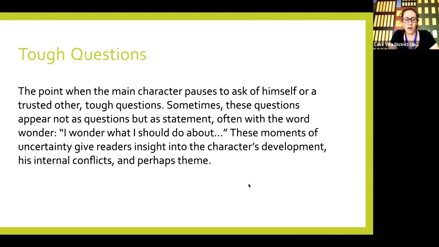So maybe he is mulling over the theme. Maybe he is conflicted about something and can't decide what to do. Or maybe he's changing from how he used to be, right? So for this tough questions, I didn't really see one in After the Fall, but I saw one in another short book that I read, so I'm going to read that one too.